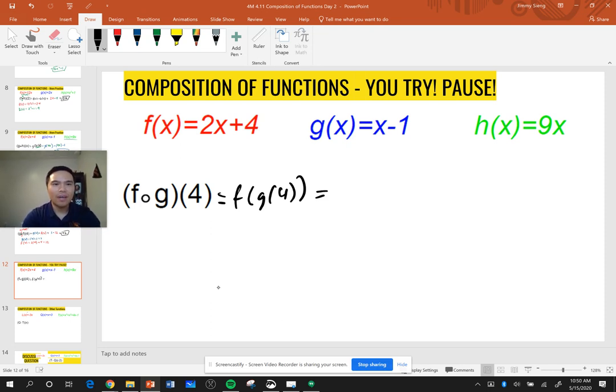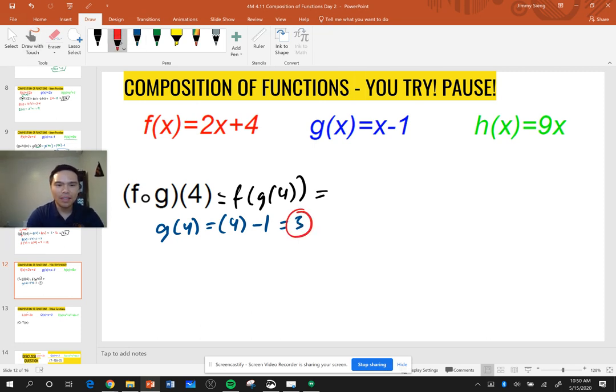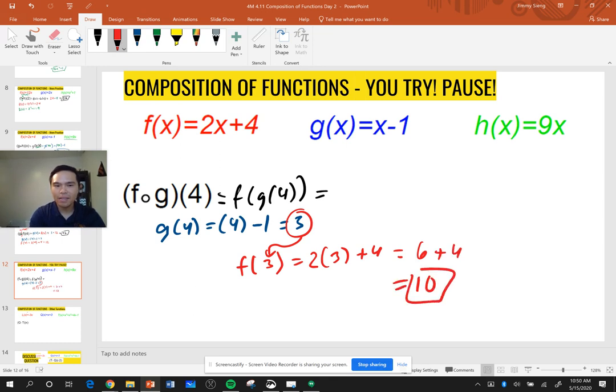Hey, we're going to take our g of 4. We're going to put in 4 minus 1. And again, we're going to take that number and put it into my f function. So this turns into f of 3, which is 2 times 3 plus 4. 6 plus 4 is 10. That is my answer.